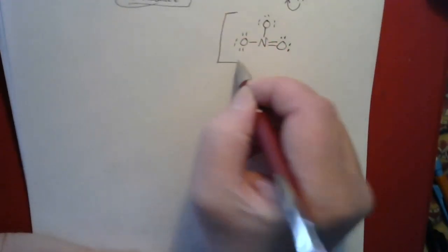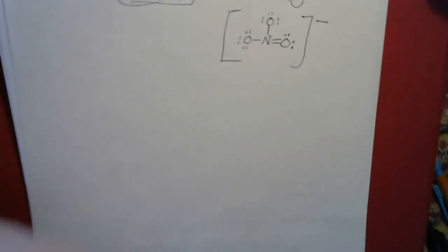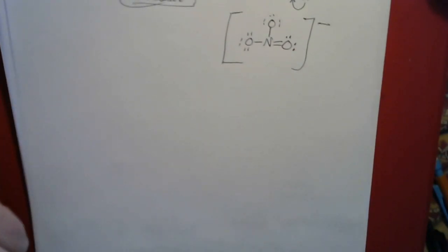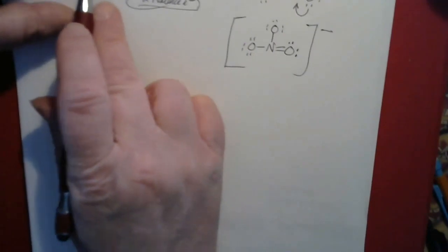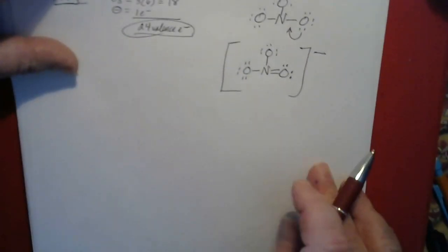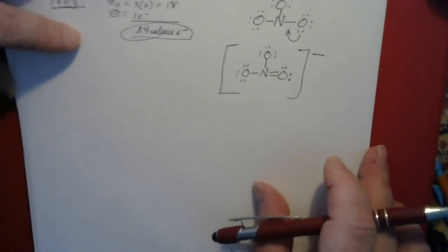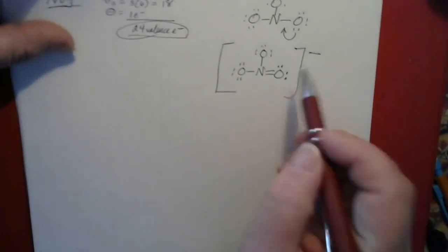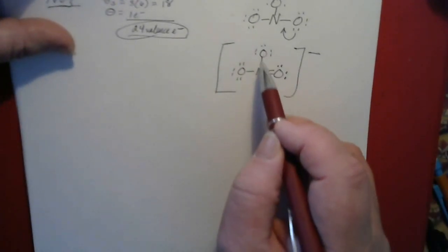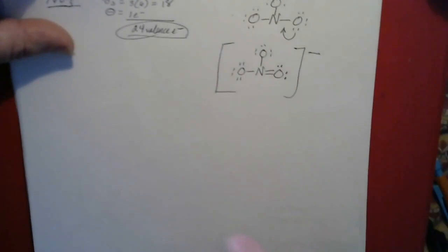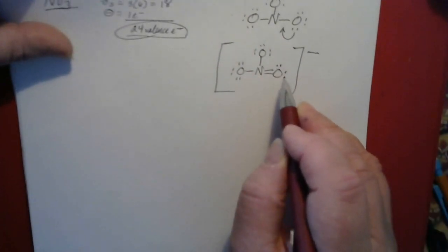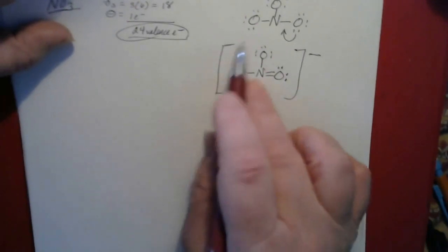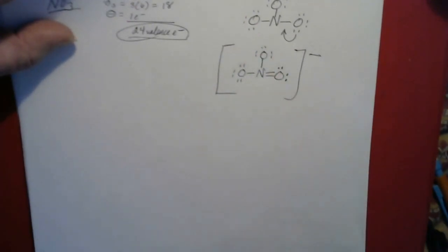And so that is our structure for the nitrate ion. You should draw brackets around it and put a negative sign outside the brackets because it is an ion. It does have a negative charge. So that is the Lewis structure for the nitrate ion. If you chose this oxygen or this oxygen to have the double bond, that's fine, as long as the double bonded oxygen only has 2 lone pairs of electrons on it, while the single bonded oxygens have 3 lone pairs.